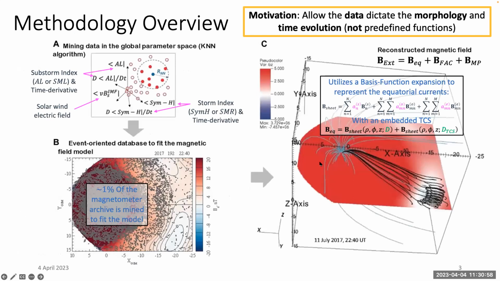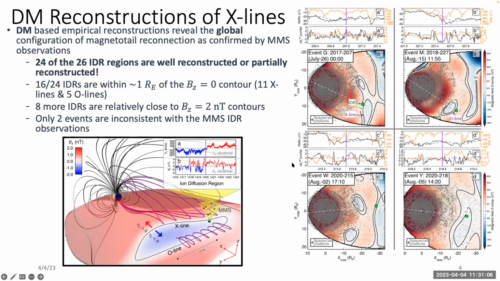Anthony did a great job giving an overview of the data mining process on this slide, so I'm just going to skip it for now. Instead, I'm going to talk about the data mining reconstructions of X-lines. This was in last week's talk by Grant Stevens, but I wanted to remind you. They do the data mining process just like Anthony described, and they recreate the Earth's magnetic field, and they can identify X lines and O lines as sketched out in this plot in the bottom left, and they can compare those with observed IDRs.